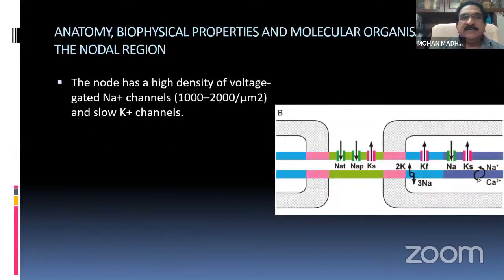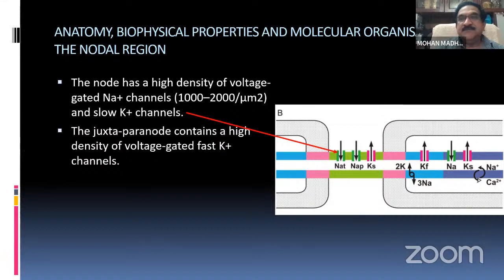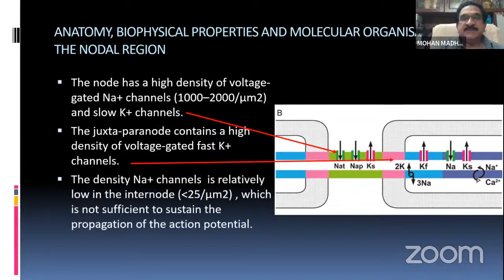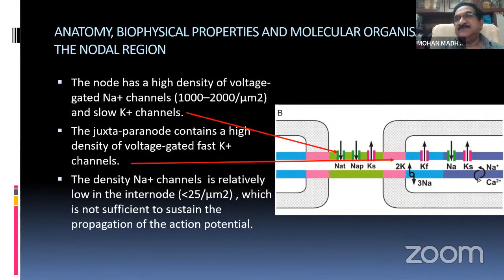Now, the node has a high density of voltage-gated sodium channels, about 1000 to 2000 per square micrometer, and slow potassium channels. This is important because in myelinated axons, it is in this junction where the impulses jump from one node to another node. The juxtaparanode contains a high density of voltage-gated fast potassium channels. You can see the density of the sodium channel is relatively low in the internode, which is not sufficient to sustain the propagation of the action potential. That is why in myelinated neurons, the conduction is very fast, because it jumps from one node to another.